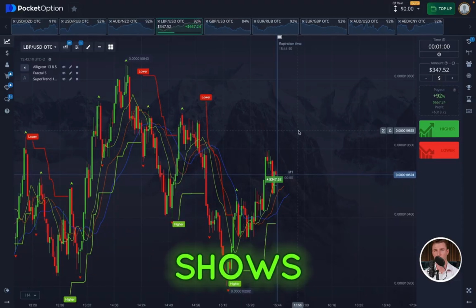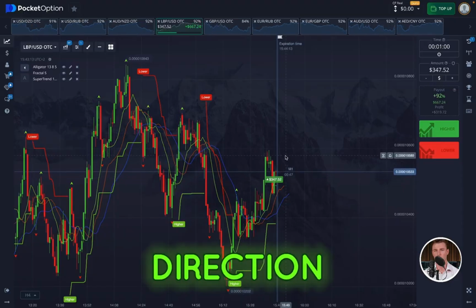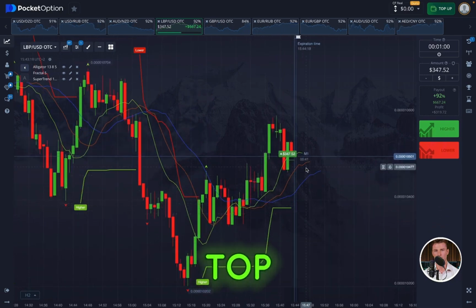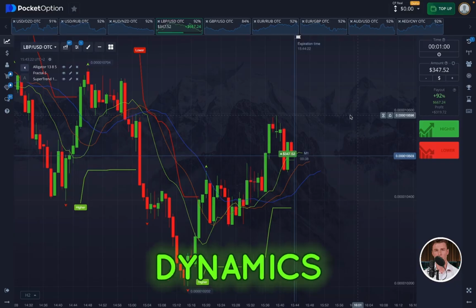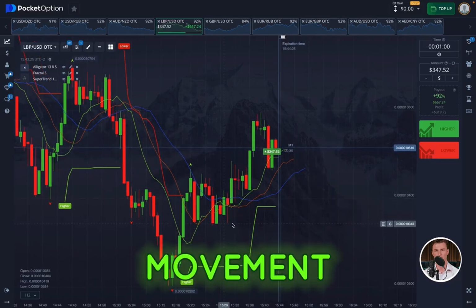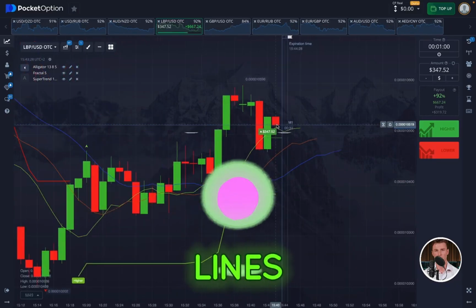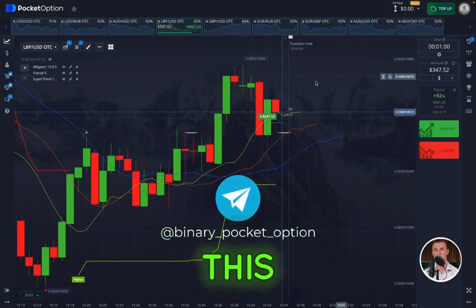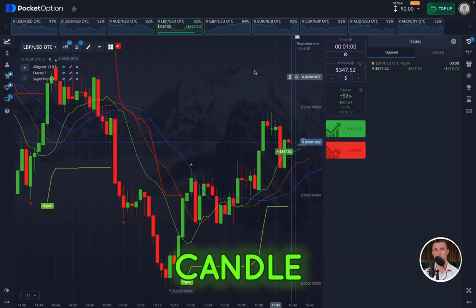The super trend shows an upward direction. There was a crossing of the moving lines of the alligator from bottom to top. They begin to show the upward dynamics as well as the movement itself. We have crossed the alligator lines. And I open a trade on this pullback in the form of this long candle.